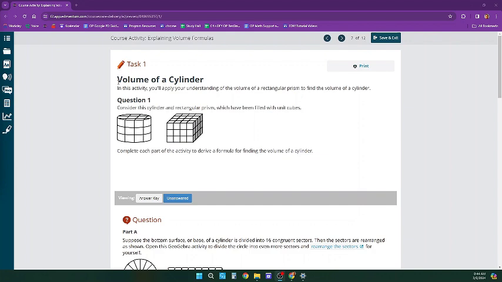This task has to do with volume of a cylinder, and it states, in this activity, you'll apply your understanding of the volume of a rectangular prism to find the volume of a cylinder. Question 1 begins with, consider this cylinder and rectangular prism, which have been filled with unit cubes. Complete each part of the activity to derive the formula for finding the volume of a cylinder. So keep this in mind. We are going to be finding the volume of a cylinder throughout this whole question 1. So as we proceed, please keep that in mind.